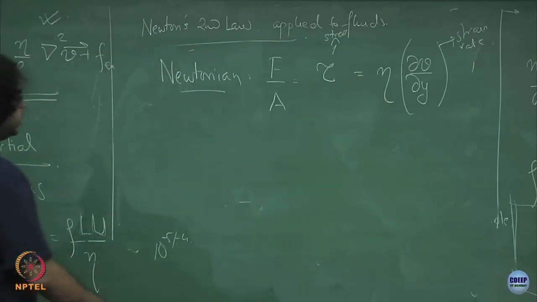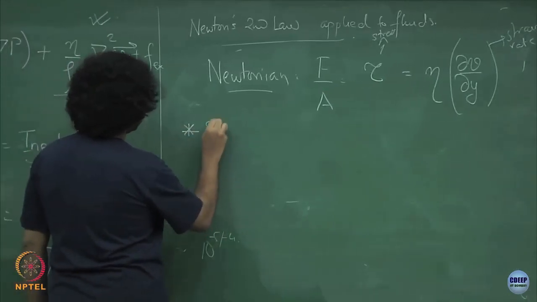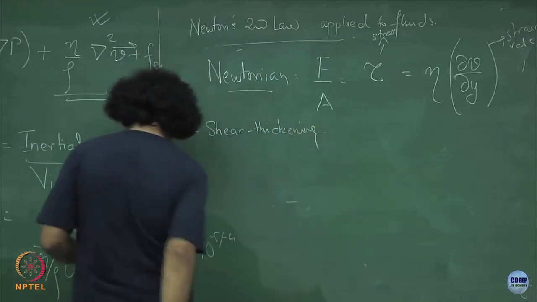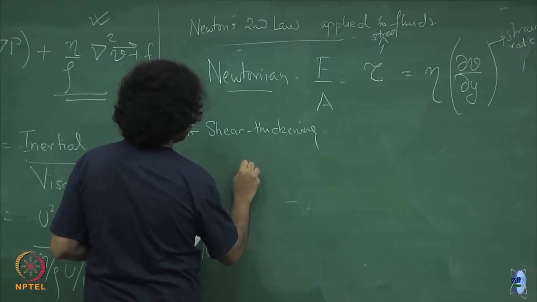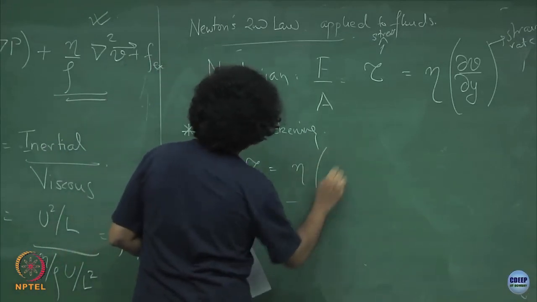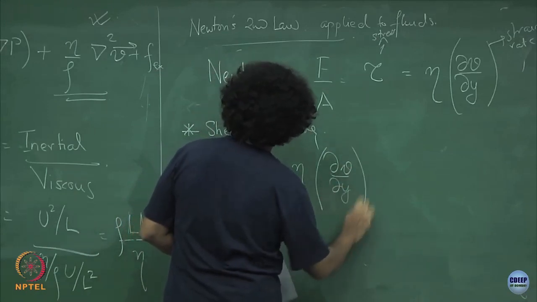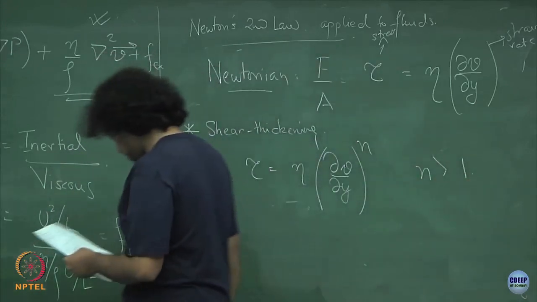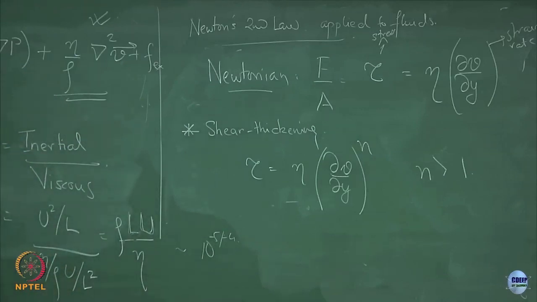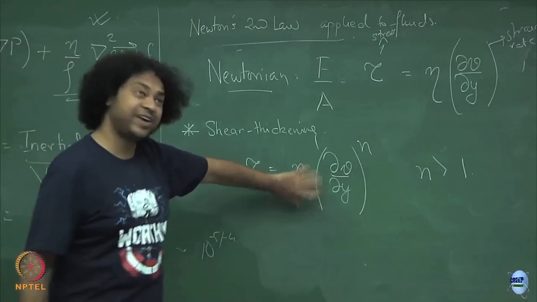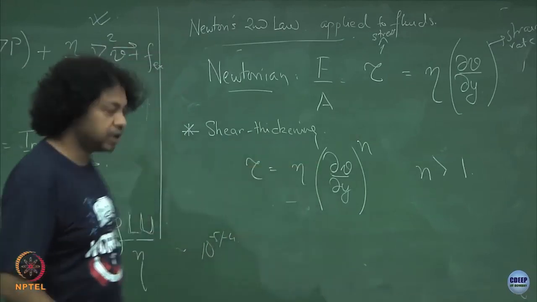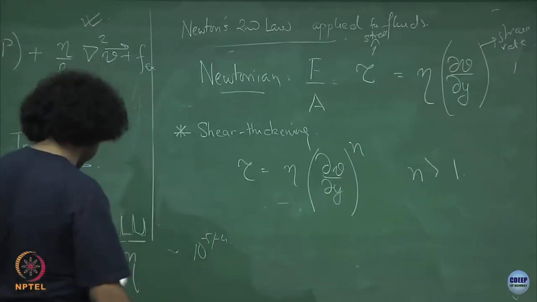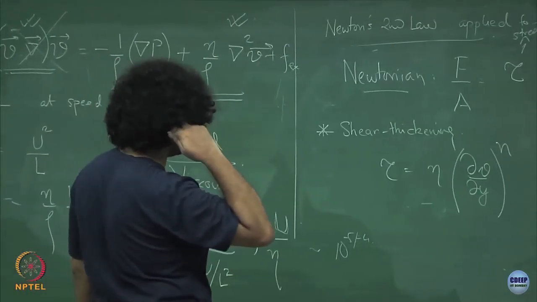If you have a non-Newtonian fluid, you can have different types. One, for example, is called the shear-thickening fluid, and in that case tau is equal to eta (del v del y) to the power of some exponent n, where this n is larger than 1. So, if you talk of some effective viscosity, that increases the more stress you put on it. Those are called shear thickening fluids. For example, cornstarch in water is a shear thickening fluid.